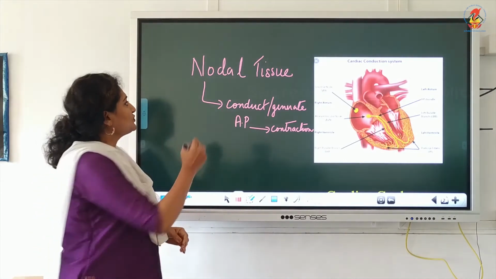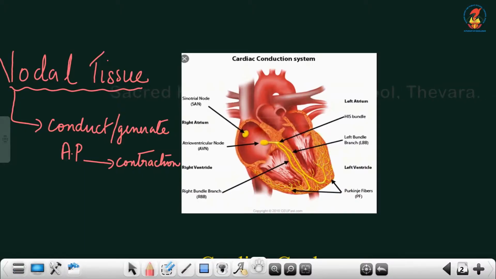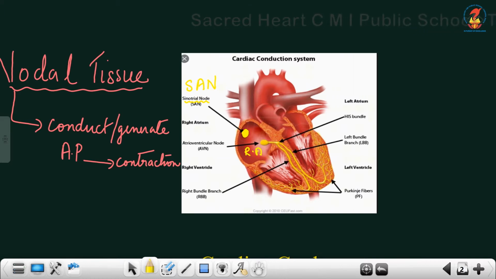Now, let us see the distribution of the nodal tissue. It is indicated in yellow in both your text and on this diagram. There is a patch of this nodal tissue in the upper right corner of the right atrium, called the sinoatrial node, or SA node in brief. The location is in the upper right corner of the right atrium.